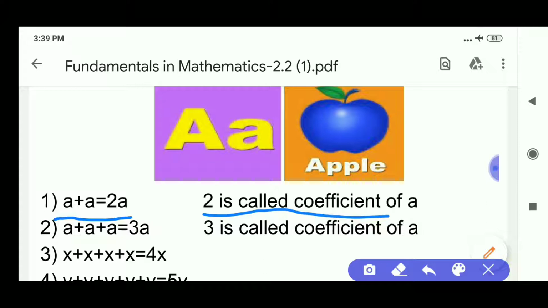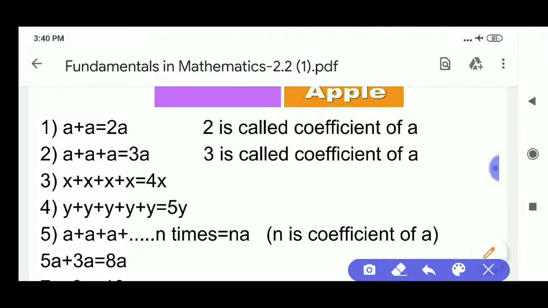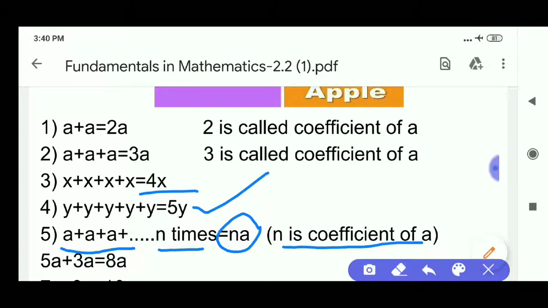Similarly, A plus A plus A, adding 3 times, we get 3A. Here 3 is called coefficient of A. Similarly, x plus x plus x plus x is 4x. y plus y plus y plus y plus y, adding 5 times, you get 5y. Here 5 is called coefficient of y. Now a plus a plus a, adding n times, this is na, and n is coefficient of a.